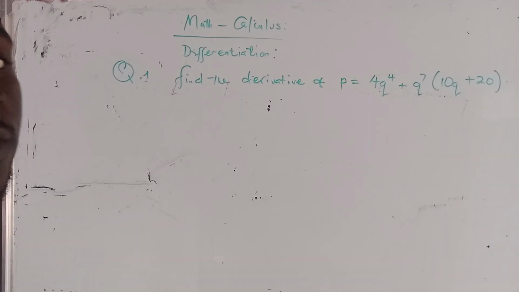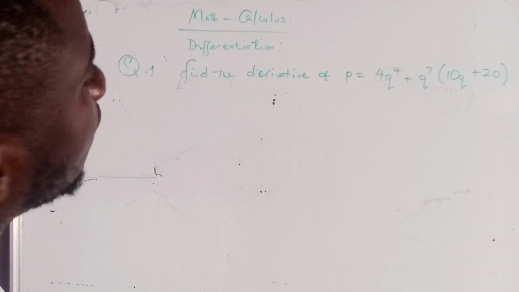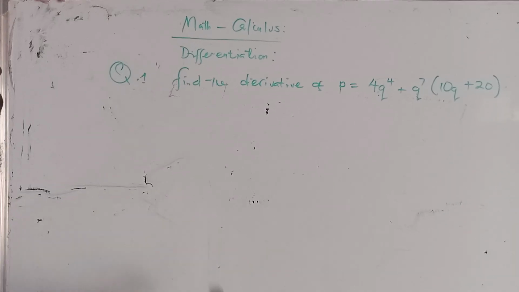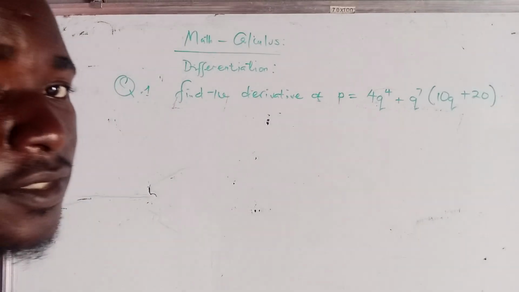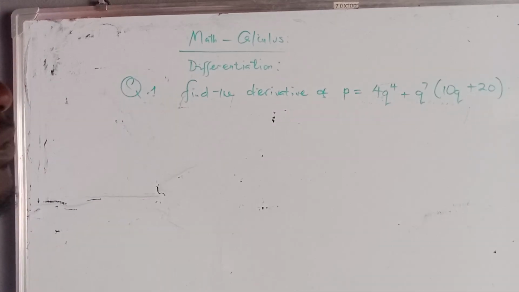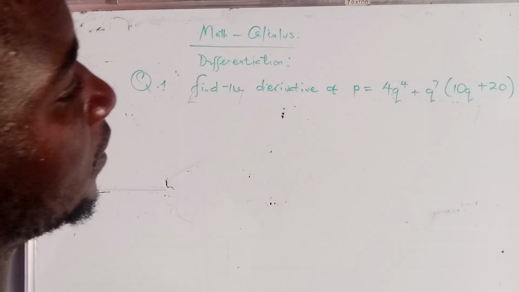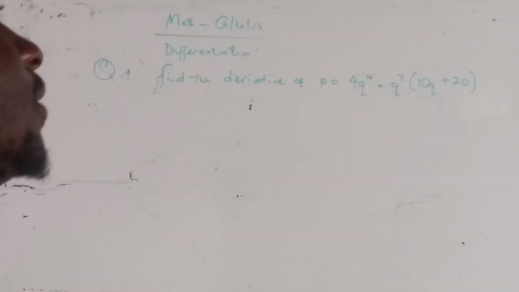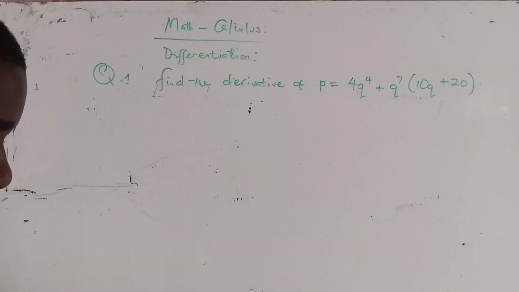So today we continue with differentiation, and with me you have a very simple question. Question number 1 reads: find the derivative of p given that p equals (4q^4 + q^7) multiplied by this one. So this is a function that we have.